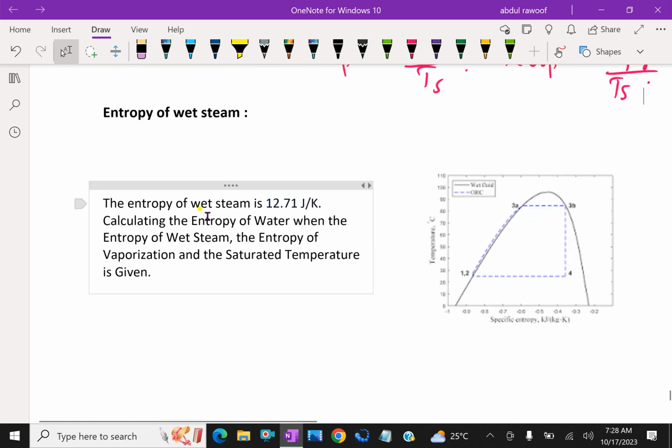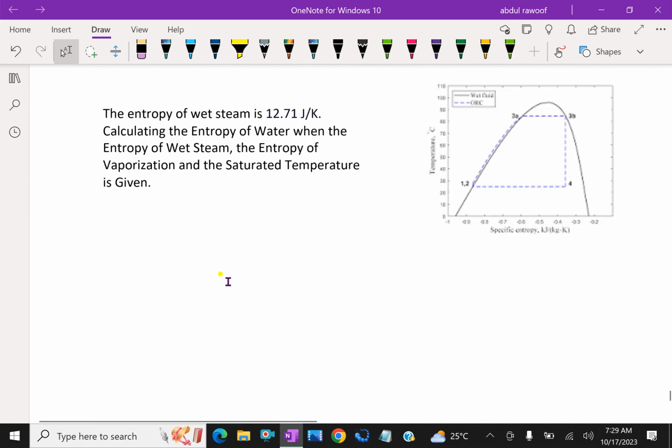Next, entropy of wet steam. The entropy of wet steam is 12.71 joules per Kelvin. It's a constant. Calculating the entropy of water when the entropy of wet steam, the entropy of vaporization and the saturated temperature are given.